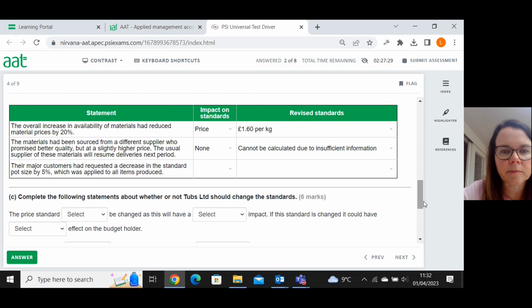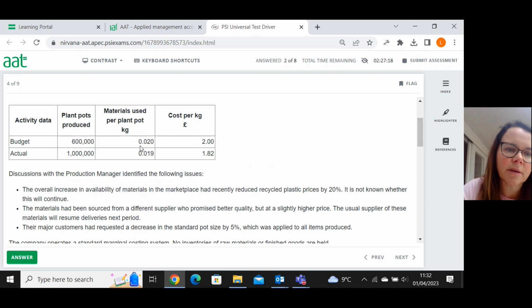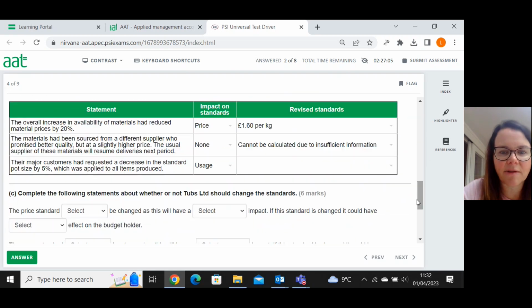Yeah. So that's to do with usage. Usage coming down by 5%. So if we look at the original data, we thought we were going to use 0.02 kilograms. So if I work out what 95% of that is, I actually get what we actually used, which was 0.019 kilograms.